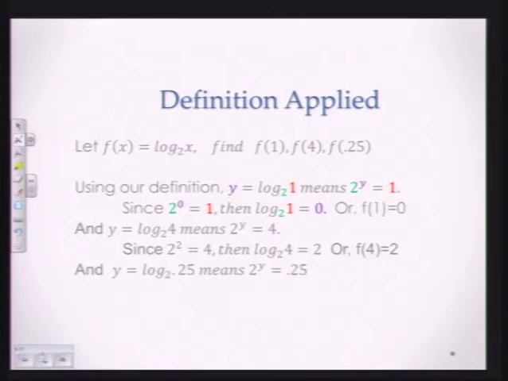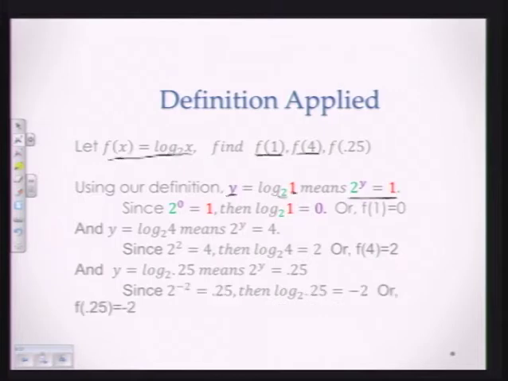And finally, if we take y equals the log base 2 of 0.25, that means that 2 to the y equals 0.25. But since 2 to the negative 2 equals 0.25, the log base 2 of 0.25 equals negative 2, or f of 0.25 equals negative 2.